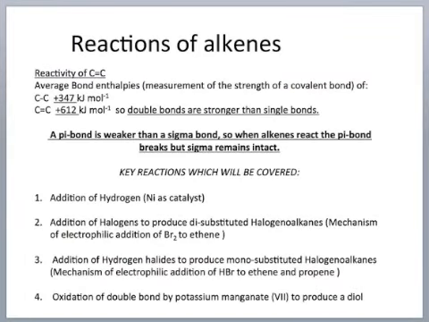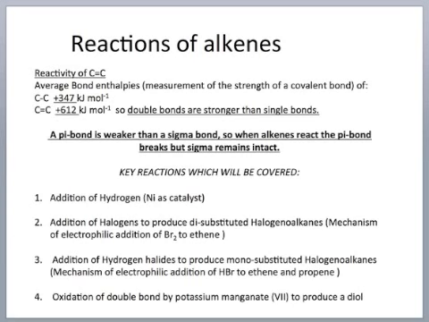Let's now look at reactions of alkenes. So first of all, let's discuss the reactivity of the carbon-carbon double bond. To see the difference between a double and a single bond, we can use average bond enthalpies, and bond enthalpies are the measurement of the strength of a covalent bond.